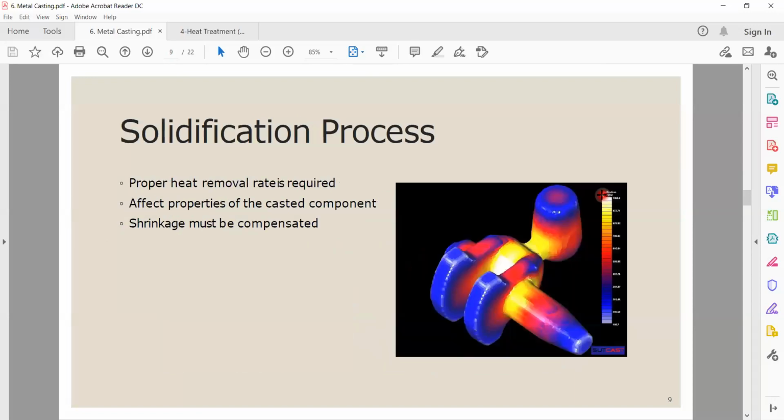Then you have to keep that mold for a specific time period because you are doing the solidification process, right?